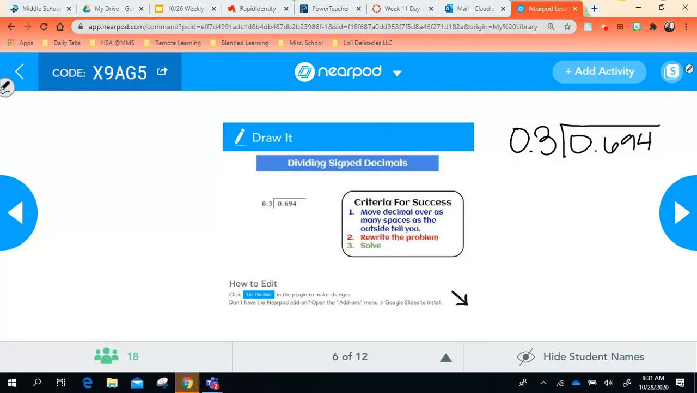Okay. So what do I have to do first? Move the decimal over. So I can move the decimal over one time on the outside. So that means on the inside, how many times do I move it? One time. And now I'm going to go ahead and rewrite it.